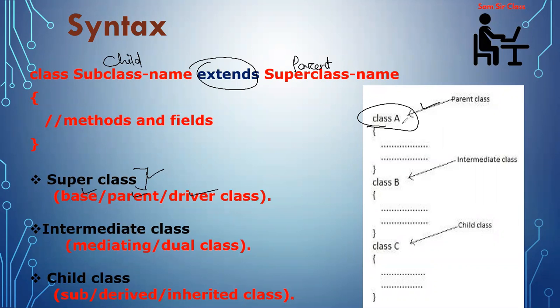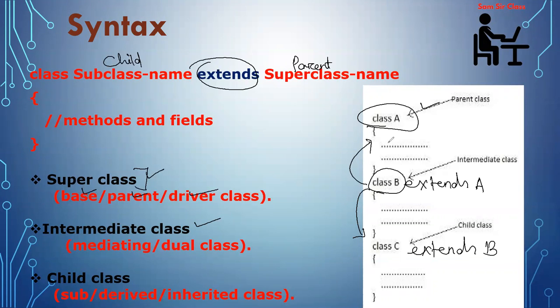Intermediate class means suppose B is inheriting A and C is inheriting B. So currently B is a child class of A as well as the parent class of C. So B is known as your intermediate class, which is a dual class or mediating class. What is the work of B? It will access all the properties of A and will share with C.